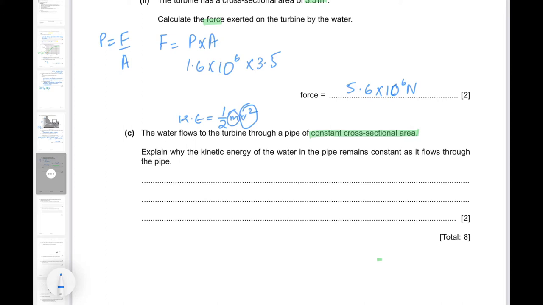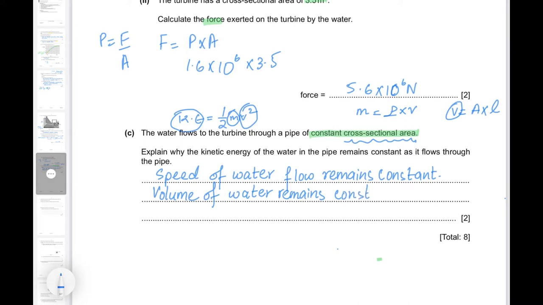But how would you know the mass remains constant? The formula of mass is density multiplied by the volume. Density remains constant, and as mentioned over here in the question, the cross-sectional area remains constant. So volume is equal to cross-sectional area multiplied by length, which means as a result, volume also remains constant, which is why at the end, kinetic energy would remain constant. These are the two factors which maintain the kinetic energy at a constant value.